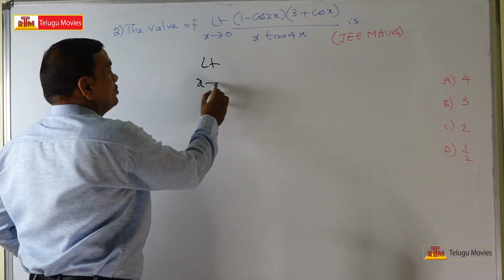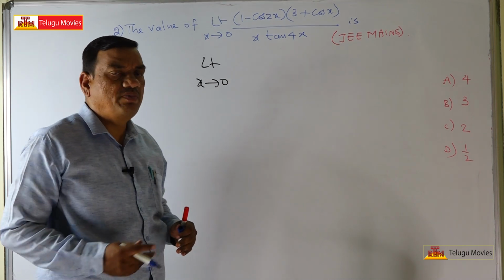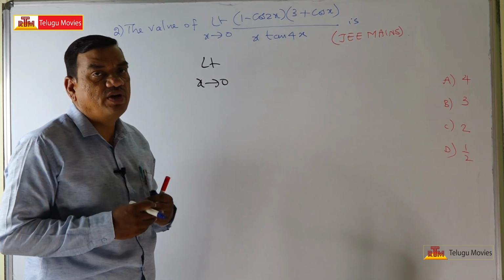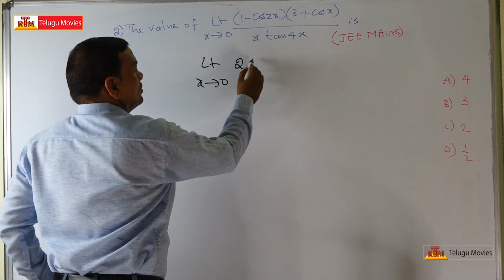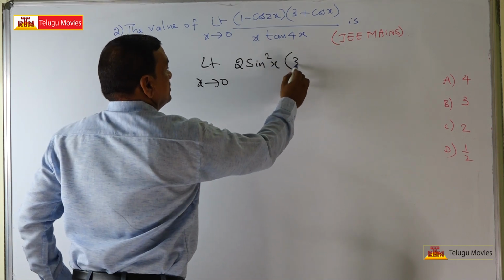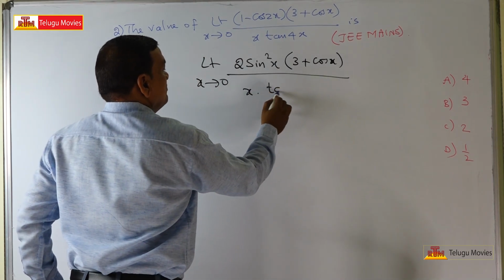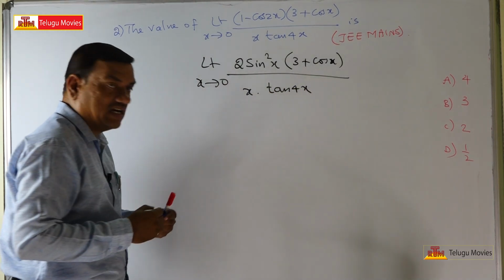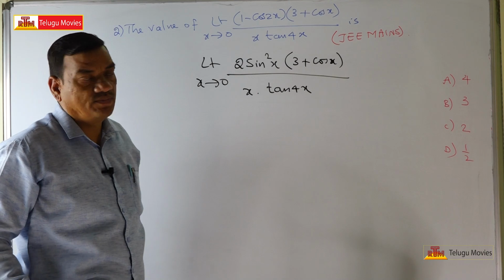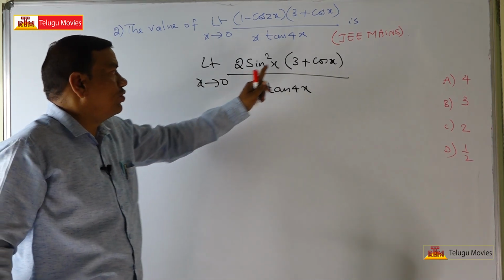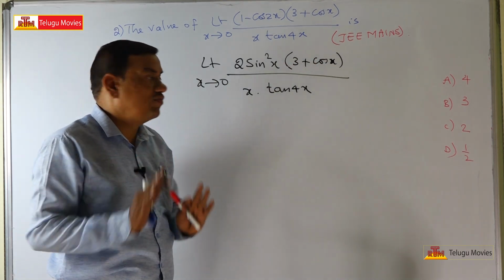Limit as x tends to 0. Don't try to substitute directly in place of cos 0, because definitely you will get a 0 by 0 form. Don't waste your valuable time. Therefore 1 minus cos 2x is equal to 2 sin square x, and the rest is (3 plus cos x) by x times tan 4x. Here I directly used the formula 1 minus cos 2x is equal to 2 sin square x. If you substitute x tends to 0, here 3 plus cos 0 is 3 plus 1, 4, no problem.